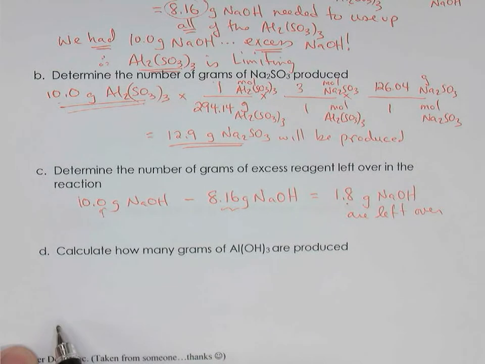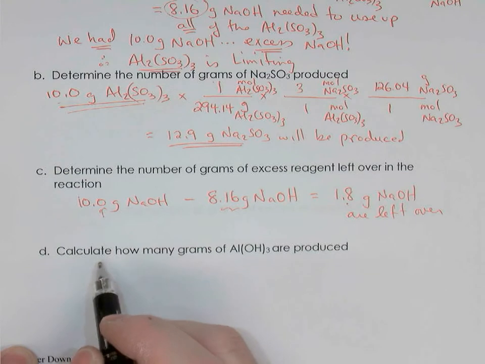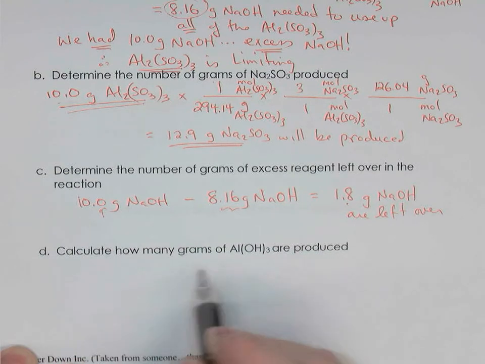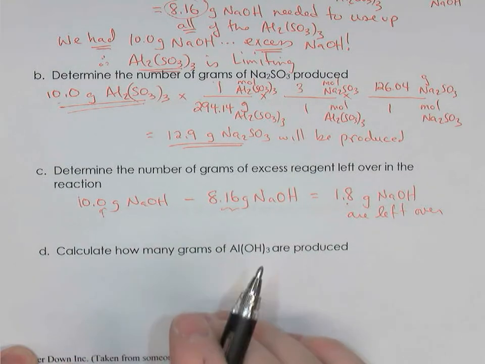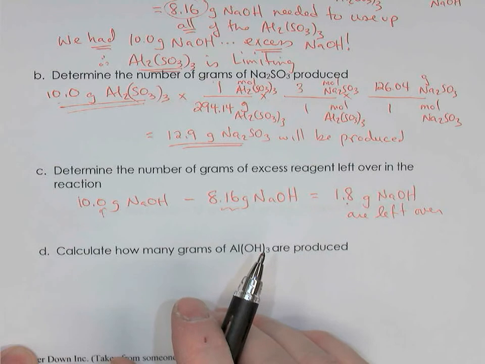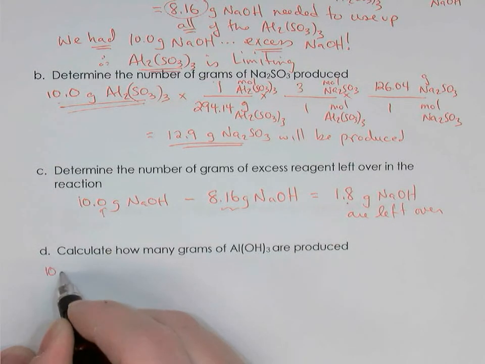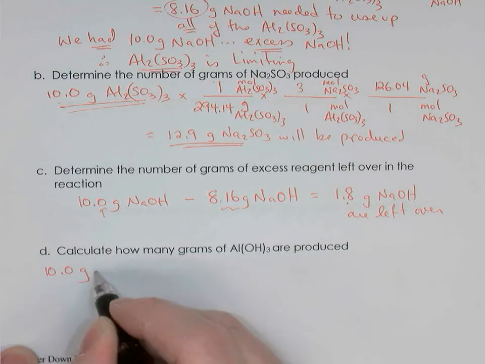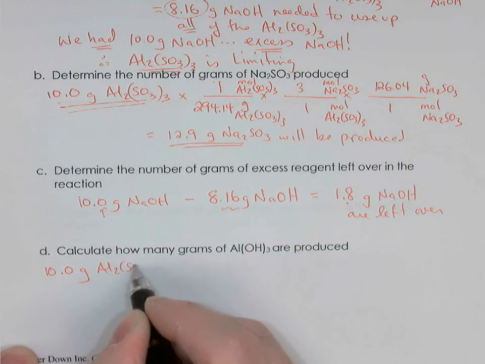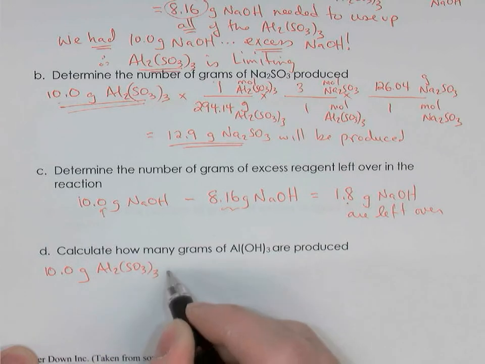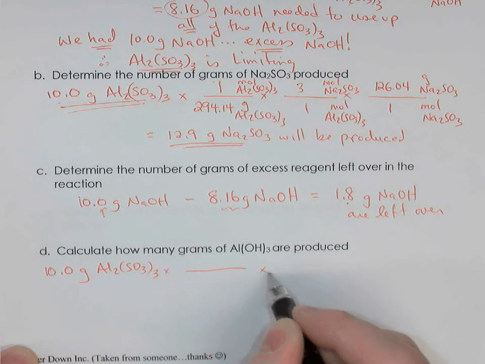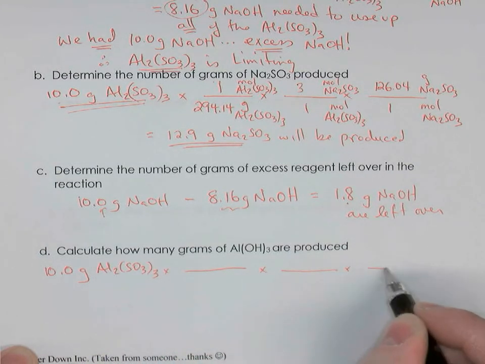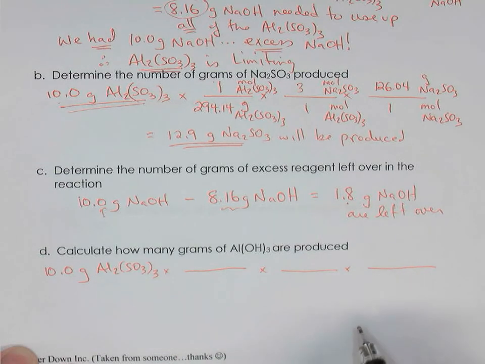Part D, how many grams of aluminum hydroxide are produced? Well, again, that's the other product. You have multiple ways to find this now, more than one way to do this. To set it up the same way that we did Part B, we would start with the limiting reagent, 10.0 grams of aluminum sulfite, and with 3 multipliers, we could answer this question. We could find how many grams of aluminum hydroxide are produced.